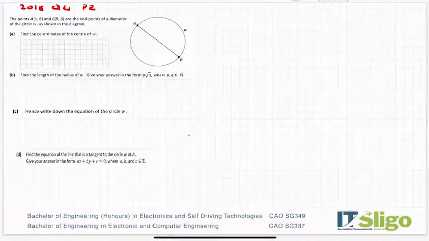Okay, 2018 question 4, the coordinate geometry, the circle question on the Leaving Cert ordinary level was as follows. The points A (1, 8) and B (9, 0) are the end points of a diameter of a circle W as shown in the diagram. Find the coordinates of the centre of W. So they've given us 2 points, A and B, and they've asked us for the centre. This question comes up a little bit. Know that the centre of that circle is halfway between the ends of a diameter.